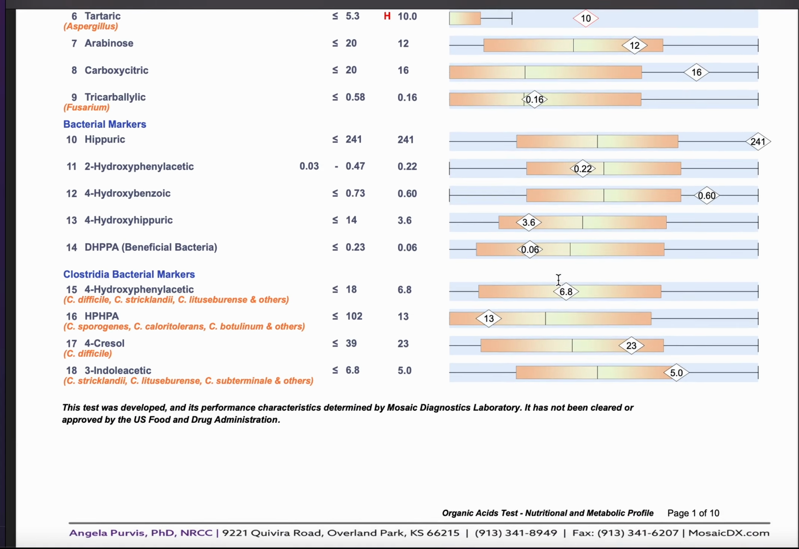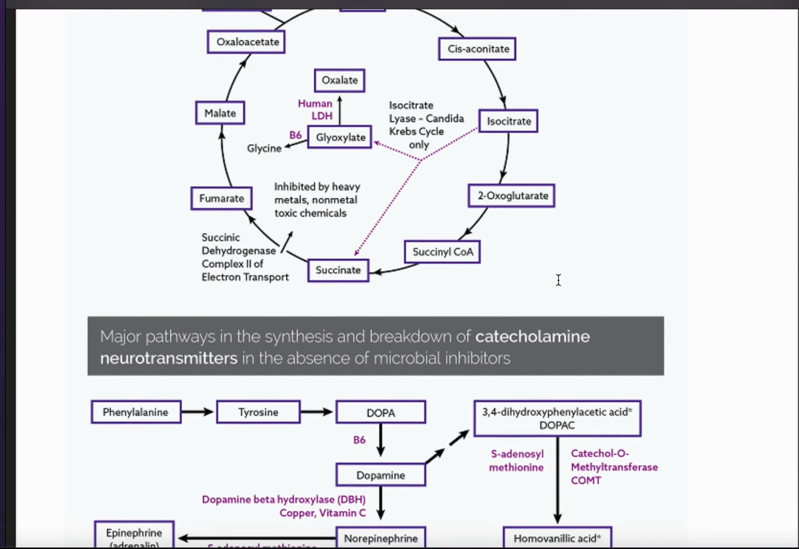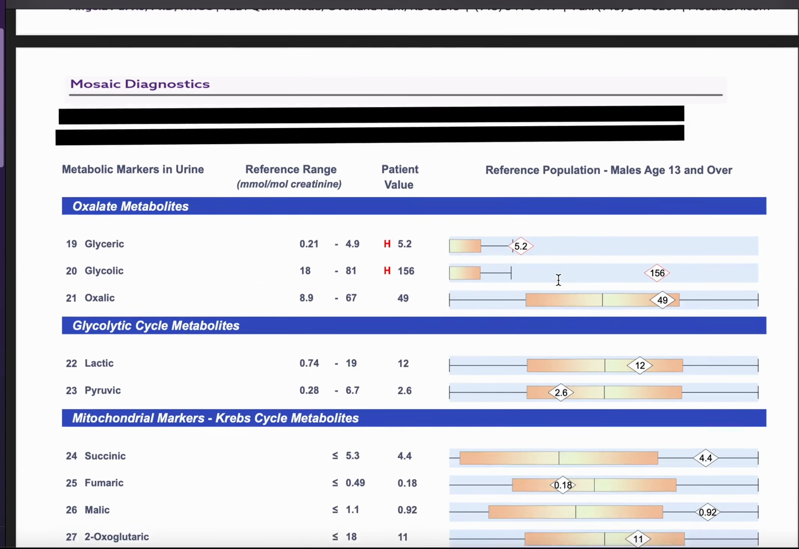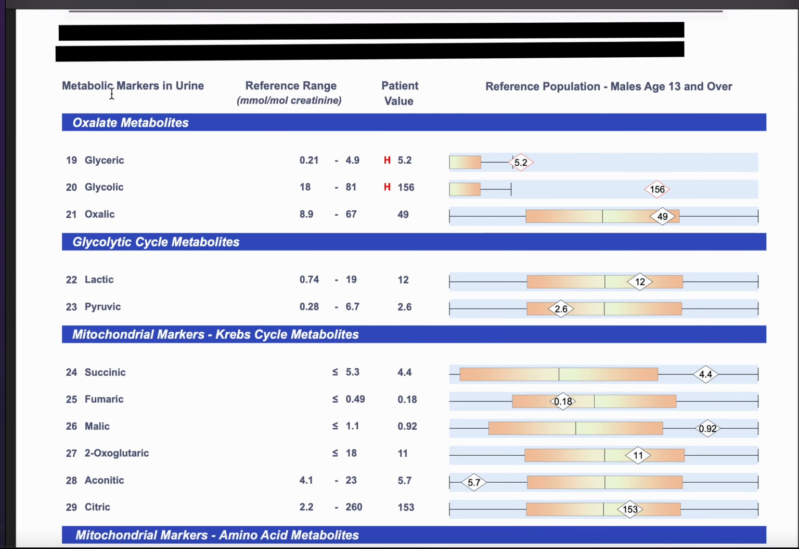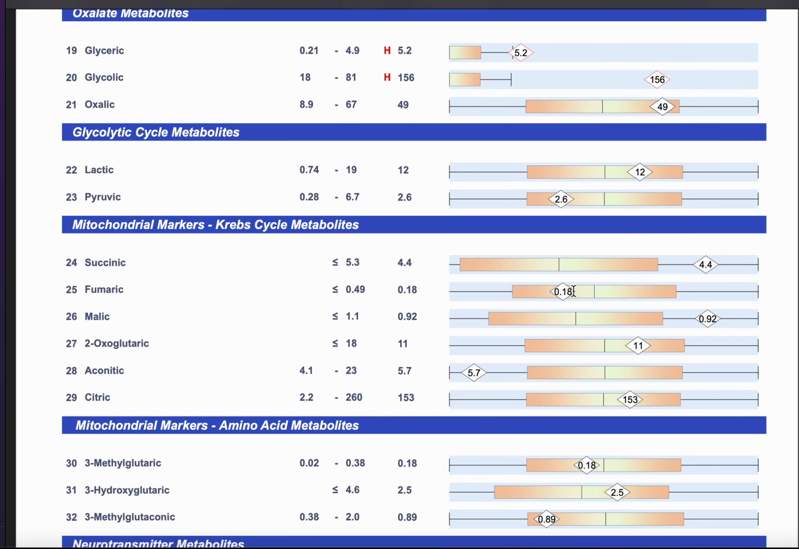So I want to show you what you typically start seeing on this test when we have a mold issue. You'll start seeing these oxalate metabolites being off. They'll usually be elevated. Mold releases oxalates, so that's why. Typically, you'll see these mitochondrial markers be low. There's some elevated as well, but typically you'll see them low. Especially marker 28, you'll see low.